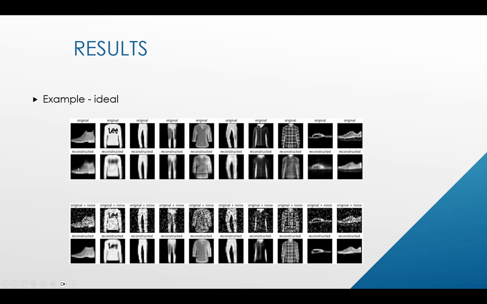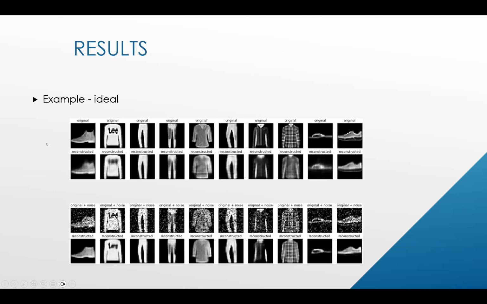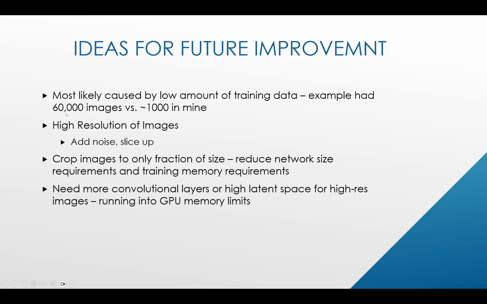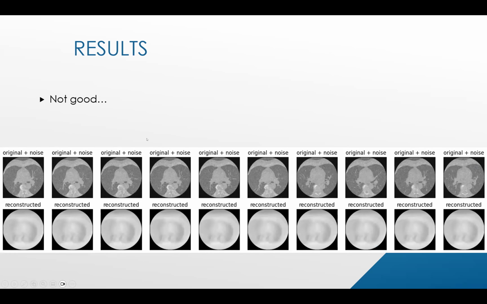I suspect there are a lot of reasons why this blurriness occurred. Part of it, I think, was that my training data set was still too small. This sample data had about 60,000 images, albeit only at 28 by 28 pixels resolution. So it's very low resolution, but a lot of images. I think I only had around 1,000 images between 3 or 4 patient scans, and this maybe wasn't quite enough to learn the encoding and decoding patterns.